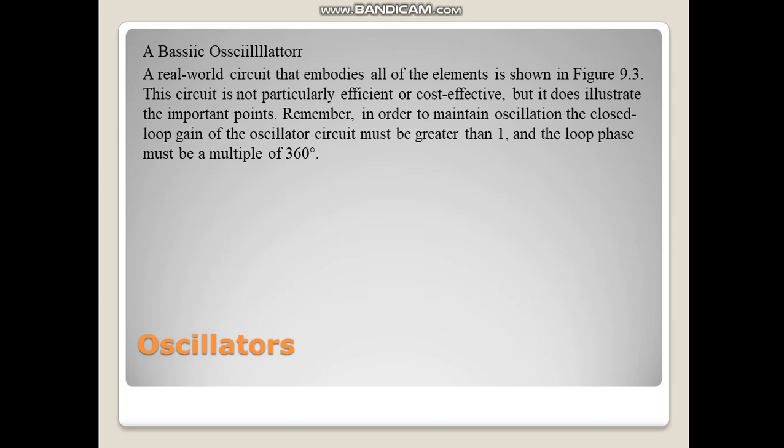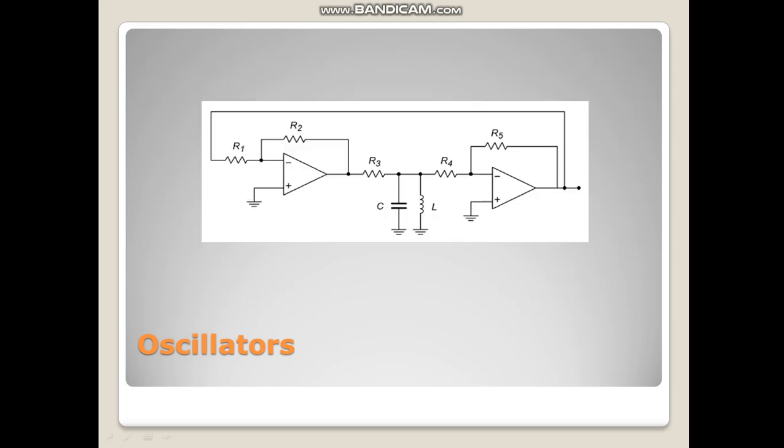This circuit is not particularly efficient or cost effective, but it illustrates important points: the gain of the oscillator circuit must be greater than 1 and the loop phase must be a multiple of 360.